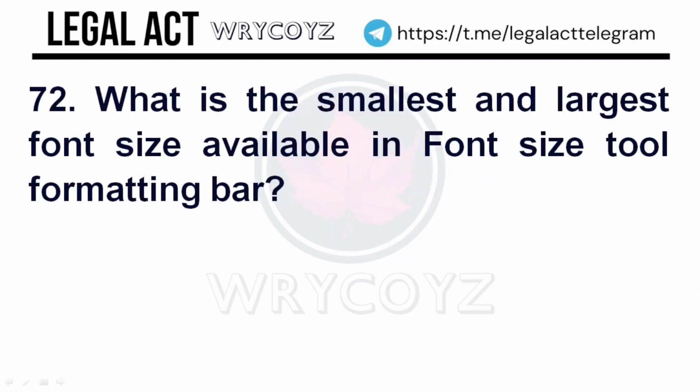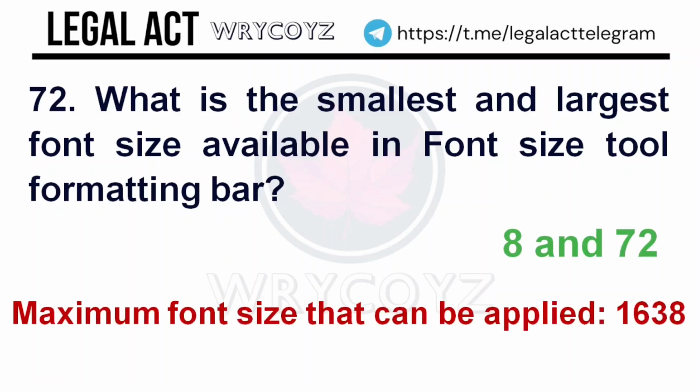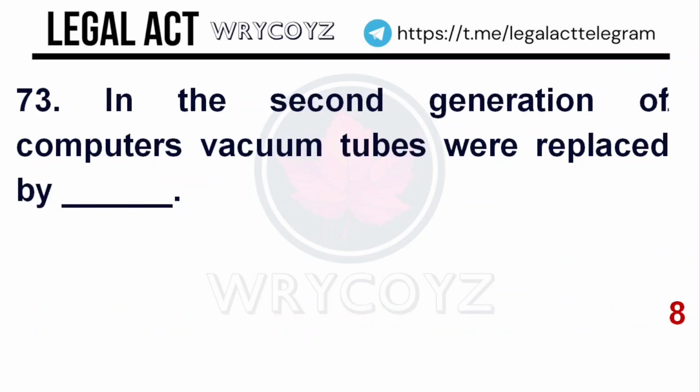72. What is the smallest and largest font size available in font size tool formatting bar? Answer is 8 and 72. Maximum font size that can be applied is 1638. 73. In the second generation of computers, vacuum tubes were replaced by dash. Answer is transistors.